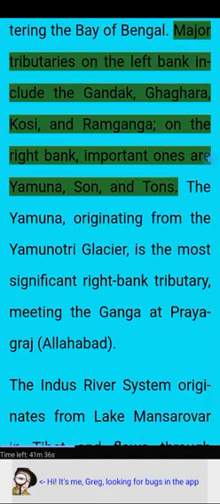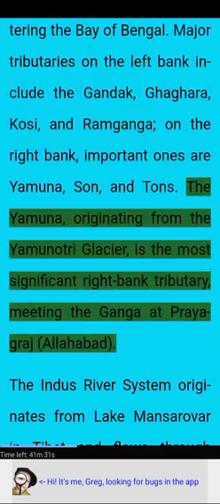Major tributaries on the left bank include the Gandak, Ghaghara, Kosi, and Ramganga. On the right bank, important ones are Yamuna, Son, and Tons. The Yamuna, originating from the Yamunotri Glacier, is the most significant right bank tributary, meeting the Ganga at Prayagraj, Allahabad.